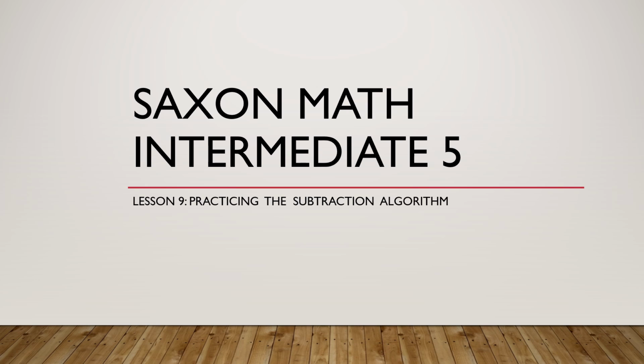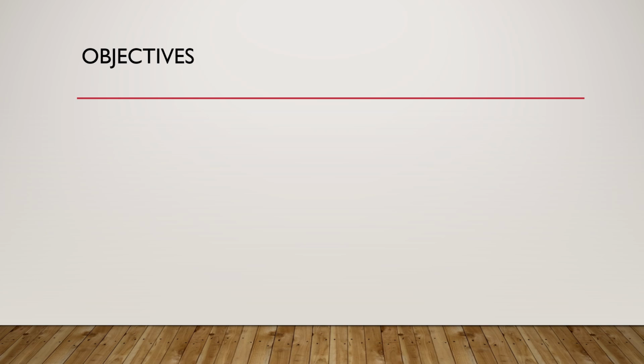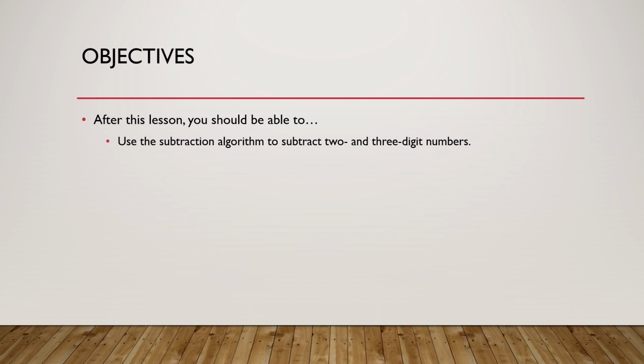Welcome to your video for Lesson 9 in Saxon Math, Intermediate 5. Today we'll be talking about practicing the subtraction algorithm. Our objectives for today: after this lesson you should be able to use the subtraction algorithm to subtract 2- and 3-digit numbers.